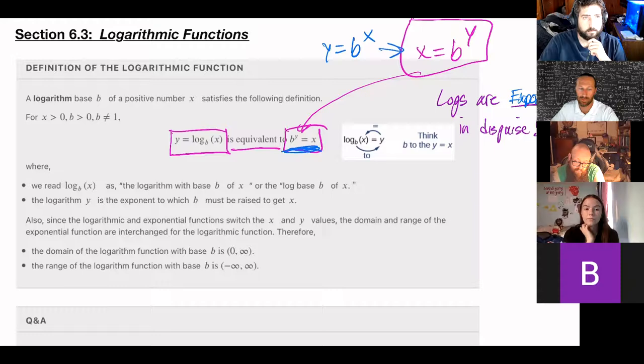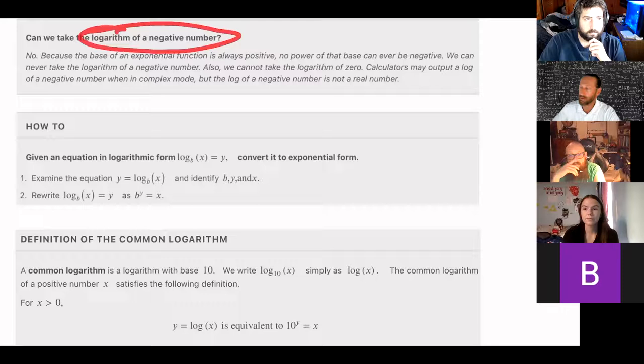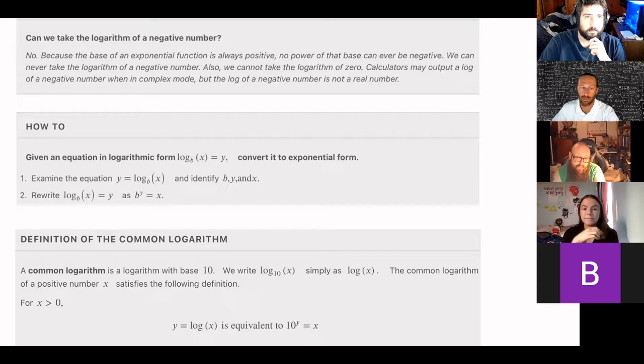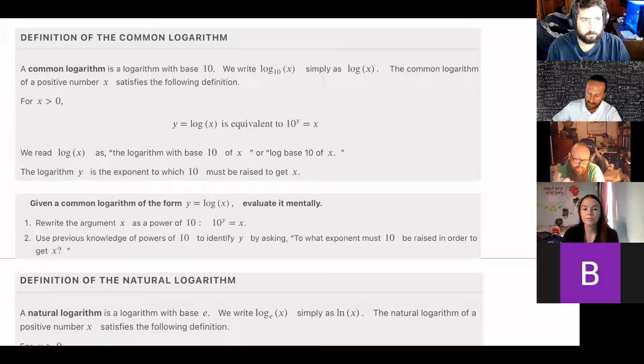So can we take a log of a negative number? No. And you'll see why when we start graphing. Okay? We'll talk about the equations of them. We'll get into a little bit more detail. We'll even talk about these things called common logs and natural logs. And since we're talking about bases with both exponential and logs, because they're inverses of each other, what is the most commonly used base in all of the world?